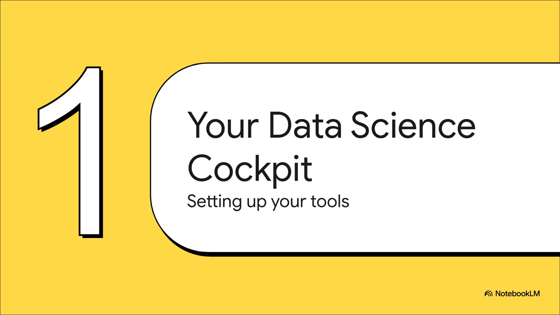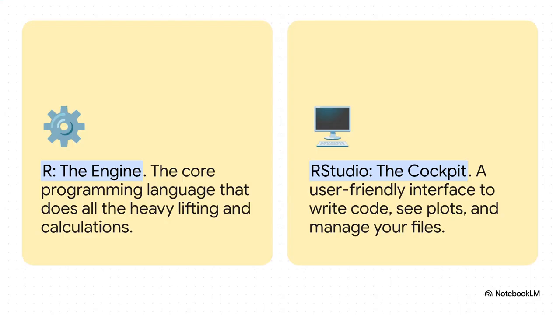Okay, first things first. Before we can fly, we need to get familiar with our setup. Think of this next part as getting settled into the cockpit for your data science journey. To get started, you actually need two pieces of software, and they work together perfectly. First, there's R itself. Think of that as the powerful engine. It does all the heavy lifting, all the calculations. Then there's RStudio, which is your cockpit. It's the user-friendly dashboard where you'll actually write code, see your charts, and manage everything. You need the engine, and you need the cockpit to fly.